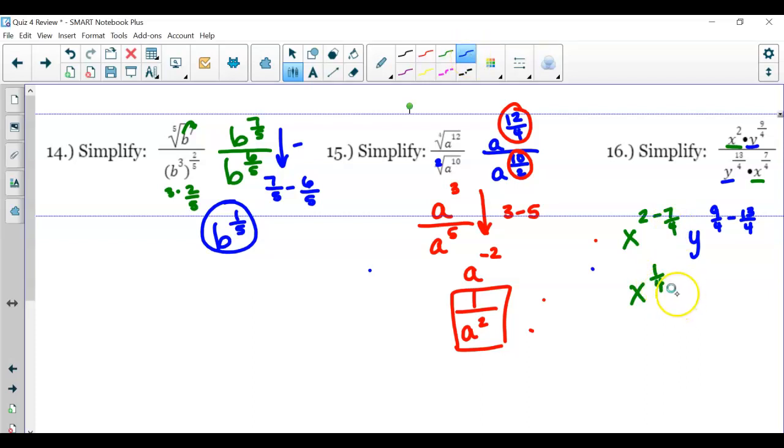Then here for our y, base of y, 9 fourths minus 13 fourths is negative 4 fourths, which actually simplifies to negative 1. Now, notice y has that negative exponent, which means that base needs to go in the denominator, leaving you with x to the 1 fourth over y, because again, the base of y had the negative exponent.